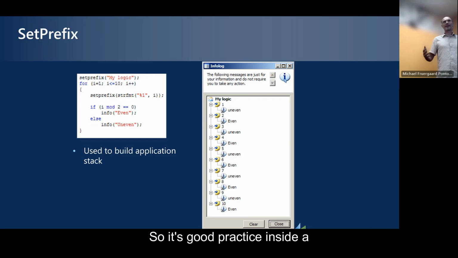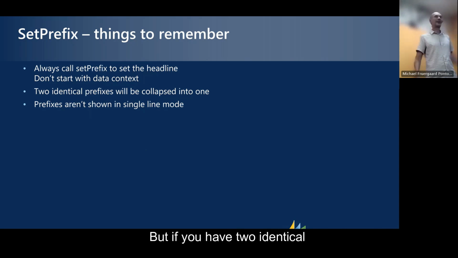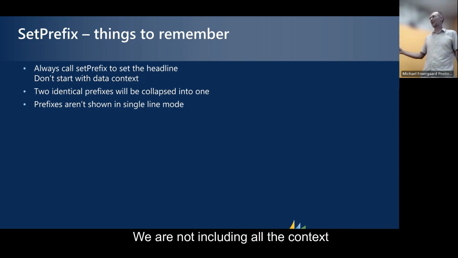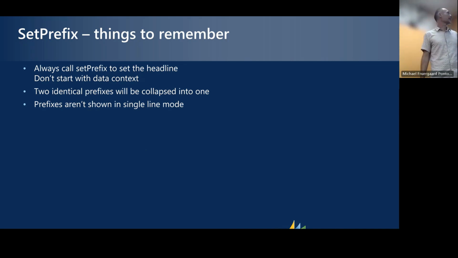So it's good practice inside a batch operation, when you have a while select, to put in some information about what it is you're processing. Some more info about set prefix, not super important: if you have two identical prefixes, they will be collapsed. And if there's just one error message being shown to the user, we are not including all the context, then it will just be on the top of the form, but then they can click show details and get it all, stuff like that.